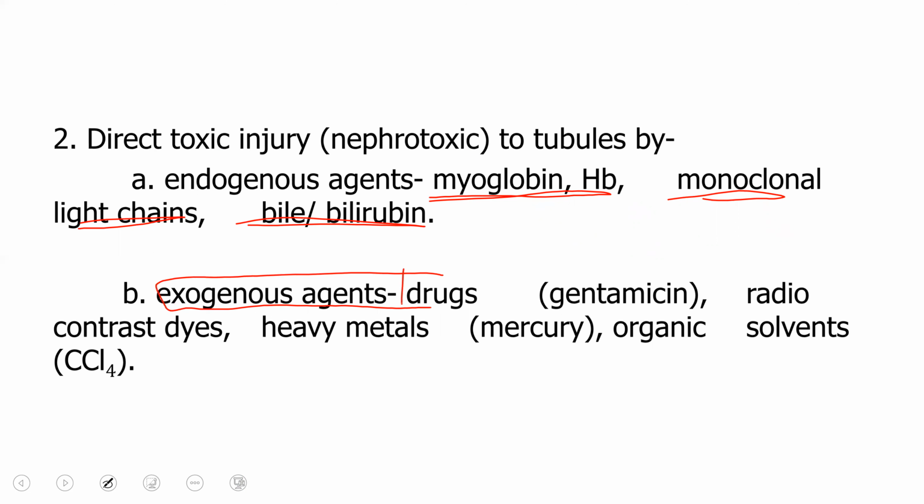And what are those exogenous agents? It can be due to drugs, as I've already mentioned in the first part of this video, like gentamicin. Not just that, I've also talked about analgesic nephropathy. It can also be due to radio contrast dye that is used in the radiology department. It can be due to heavy metals like mercury. It can be due to organic solvents like carbon tetrachloride. So all of this can result in direct toxic mediated injury to the tubules, and hence causing the disease.